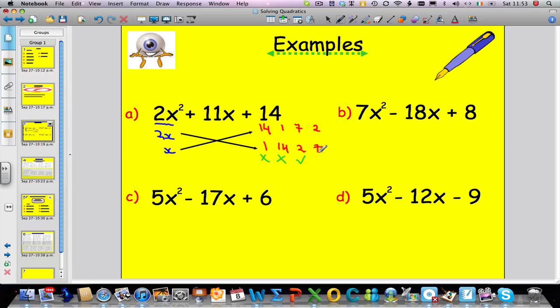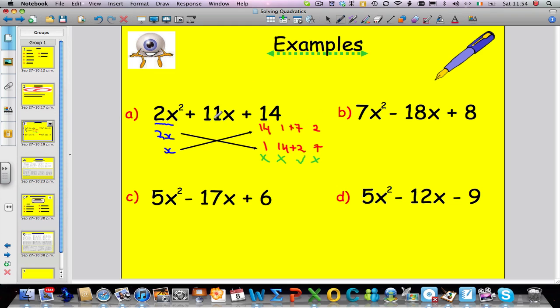Check the last one. 2x times 7 is 14x, and x times 2 is 2x. Using a 14 and a 2, no, I can't make the 11, so that doesn't work either. So it must be this pair of factors here. Let's make sure we get our signs correct now. I'm looking for plus 11x, so 2 times 2 is 4, and 1 times 7 is 7. 7 plus 4 gives me 11, so both of these are positive.